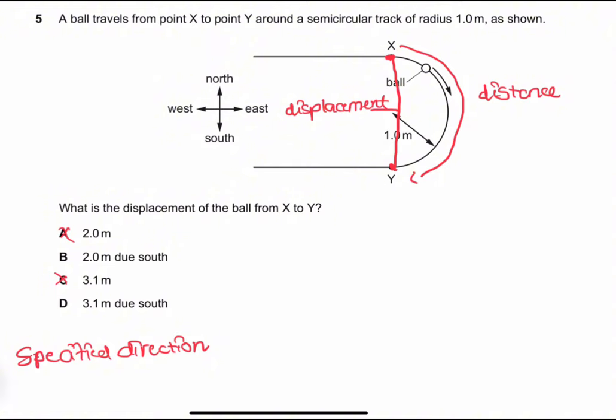So this is the displacement and that is the distance. I want to find this one, but this is the diameter itself. This is the diameter of this particular circumference. So we know that the diameter is equal to the radius multiplied by 2.